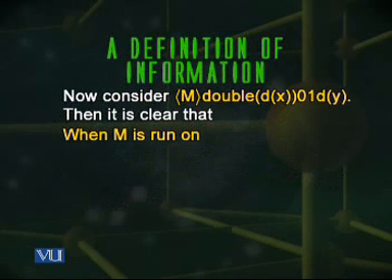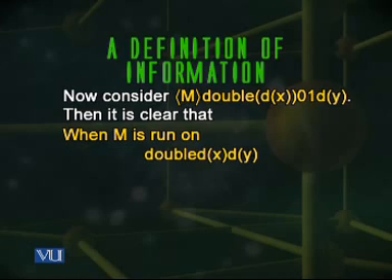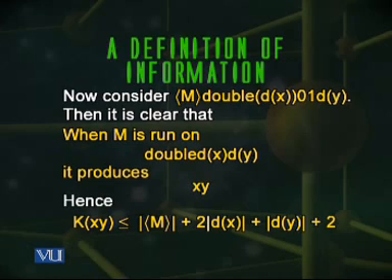Now, let's consider what M does on this string, which is double of the description of X followed by 0, 1 followed by the description of Y. Note that when M looks for a 0, 1, the thing on the left would be the double of the description of X. When M undoubles that, it will get the description of X. So, A prime is the description of X and B is going to be the description of Y. When M computes the string that is described by D of X, it'll simply find X. Similarly, when M computes what is described by D of Y, it will find Y. Therefore, it will output X followed by Y.